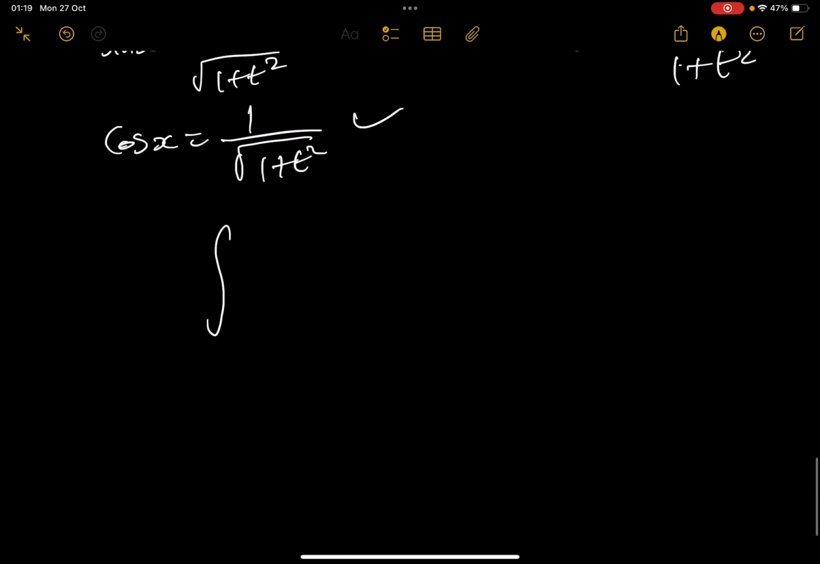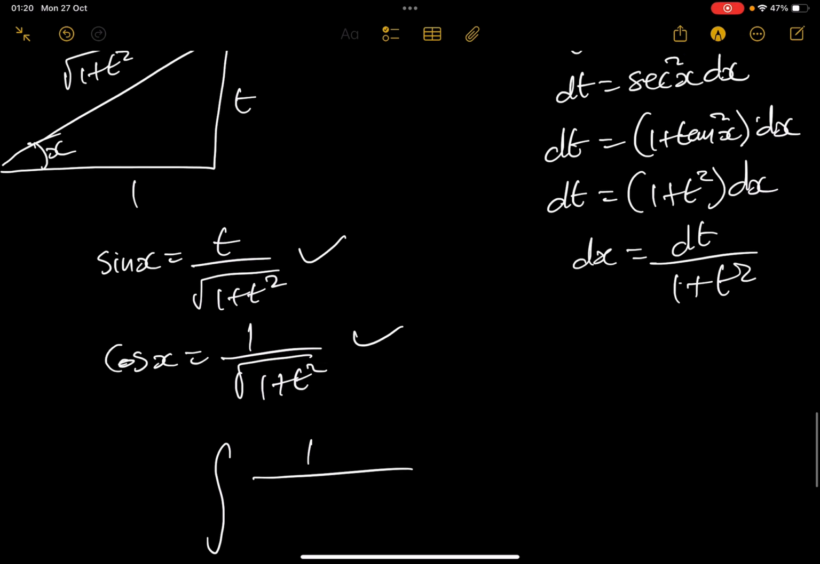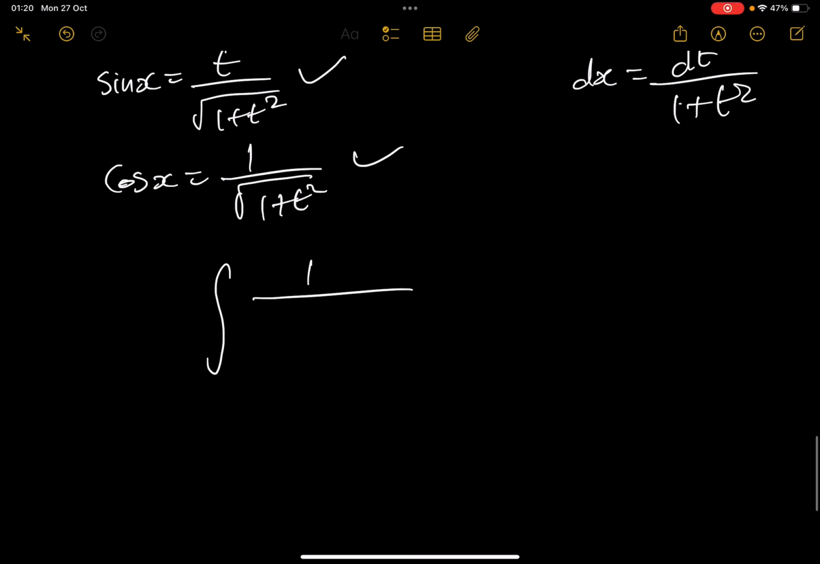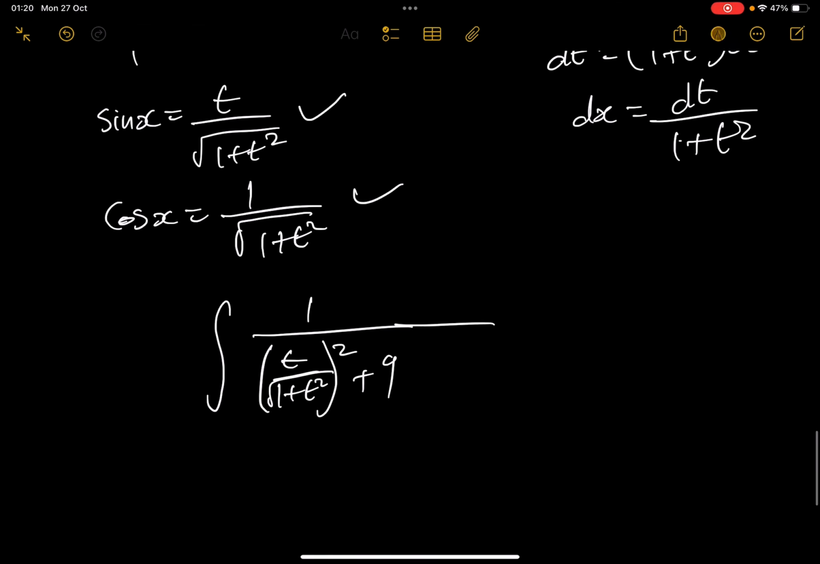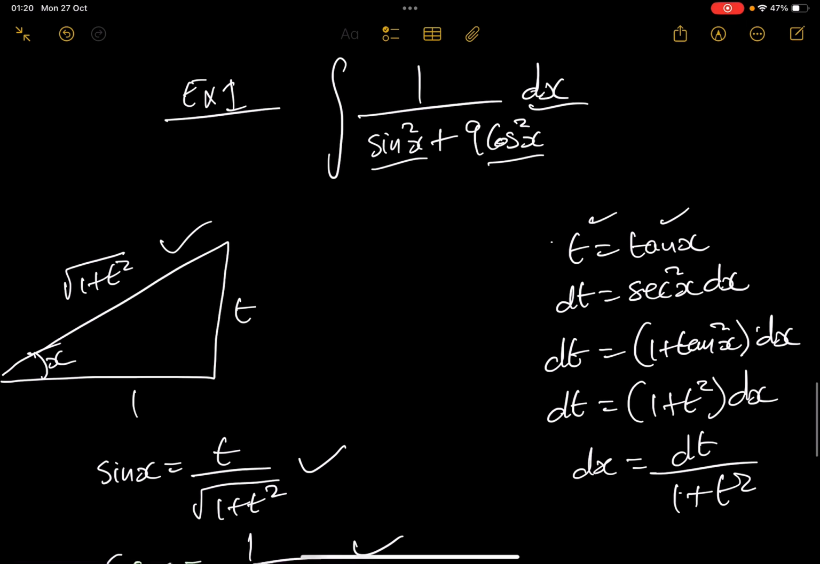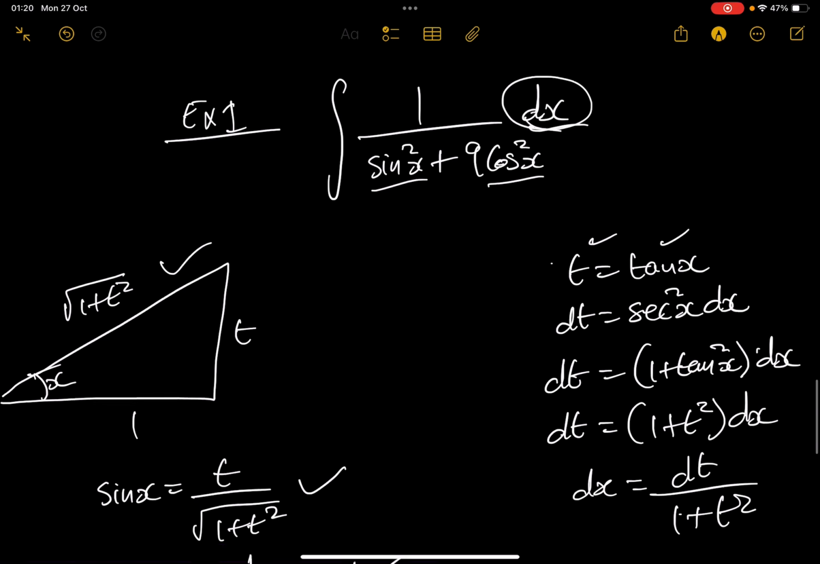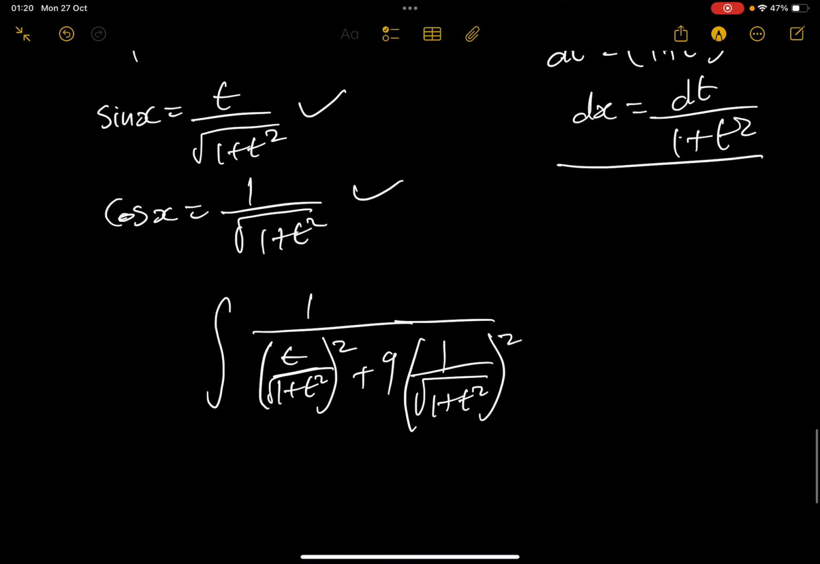So now your integral is in the form of 1 over, we had sine squared x, which is going to be t over root 1 plus t squared, squared, and then plus 9 times 1 over root 1 plus t squared, squared. And then what is your dx? Dx, from this expression, is dt over 1 plus t squared.